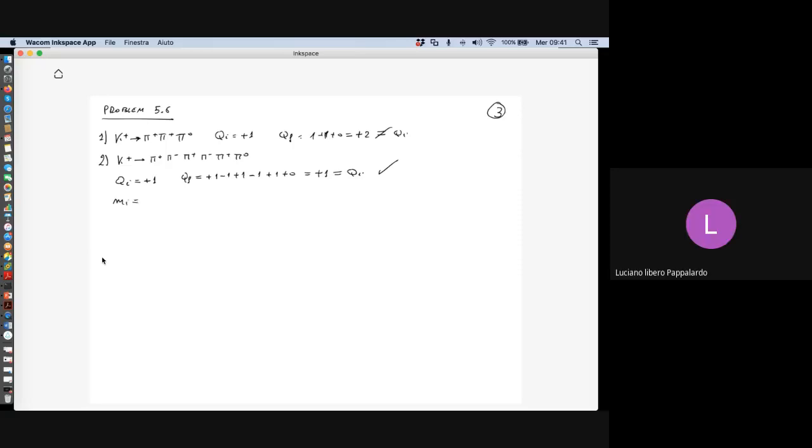The mass of the initial state is the mass of the K plus, that is a little bit less than 500 MeV. And the mass of the final state is essentially 6 times the mass of a pion, that is of order 840 MeV. That is greater than the initial mass, okay? So the problem here is that the mass is not conserved. Actually, this process is energetically impossible, okay? It would violate energy.